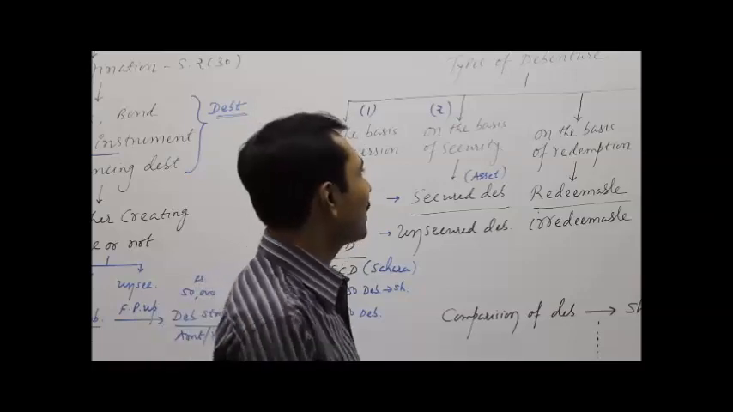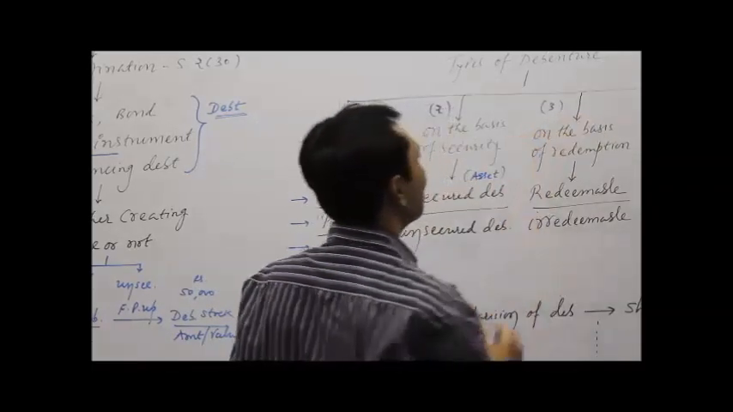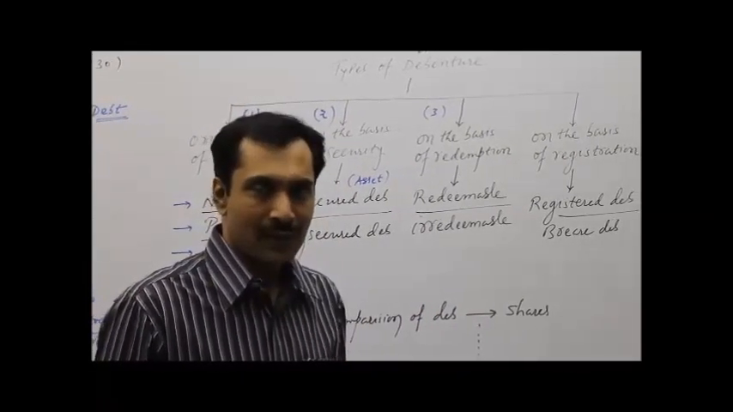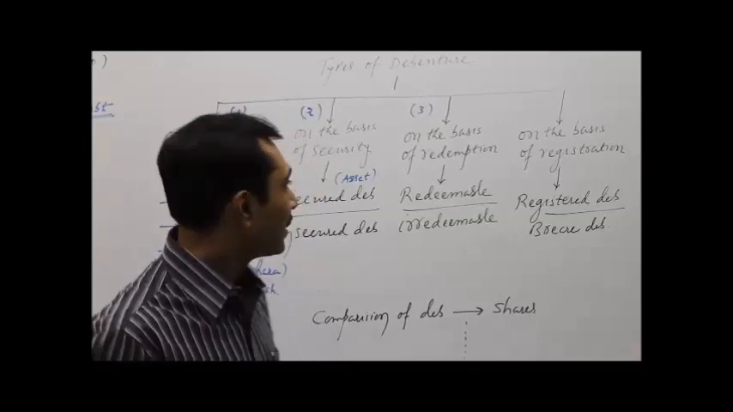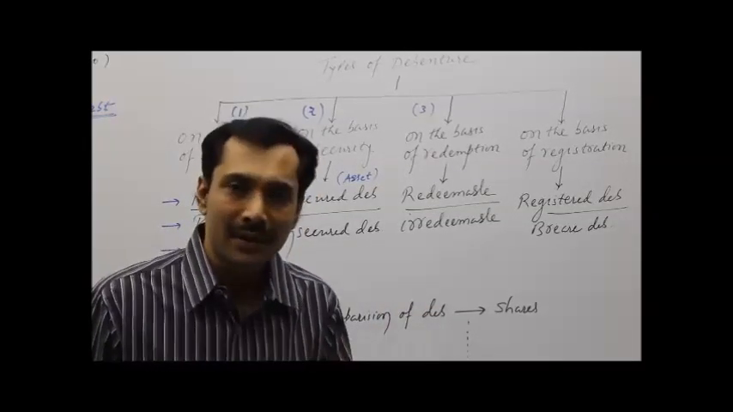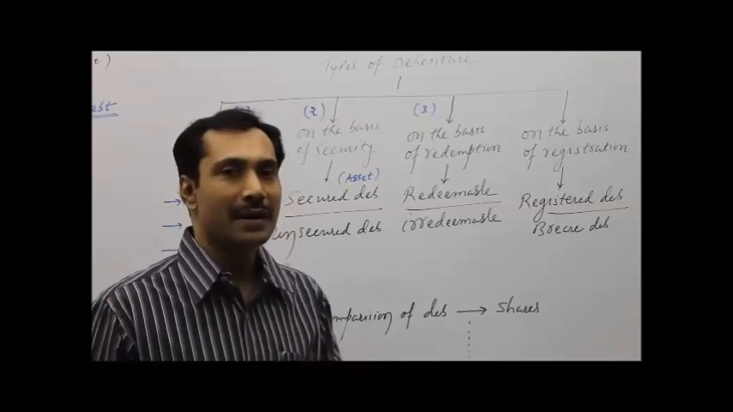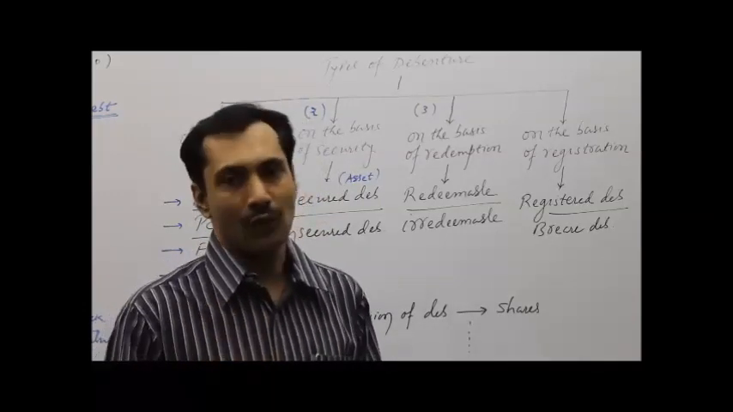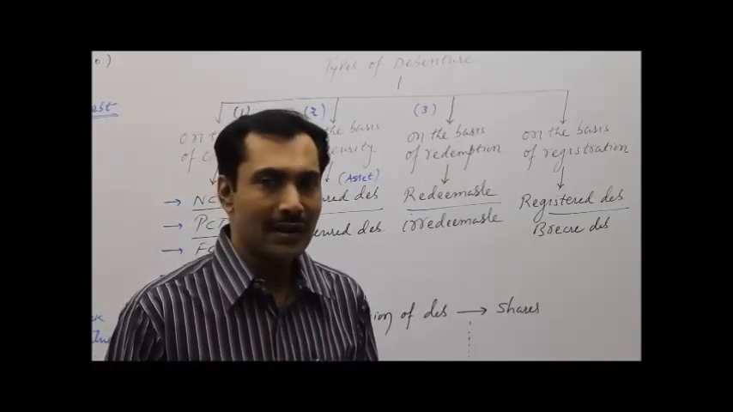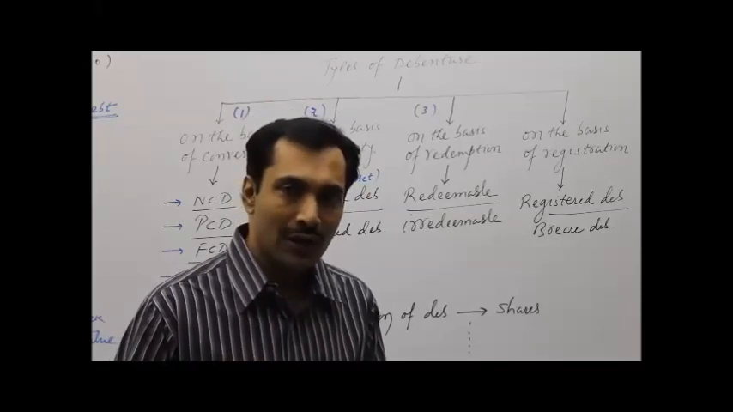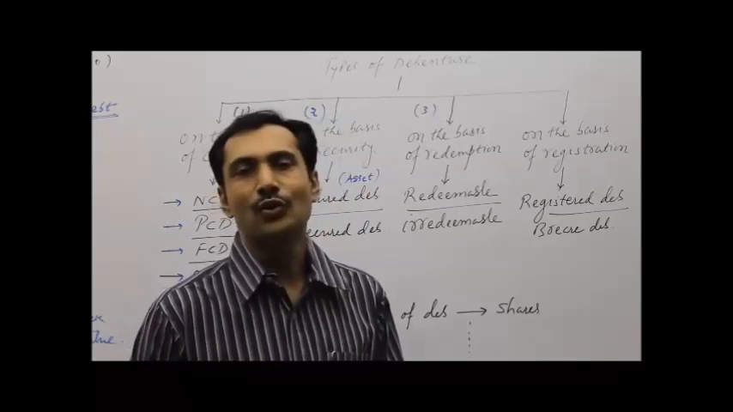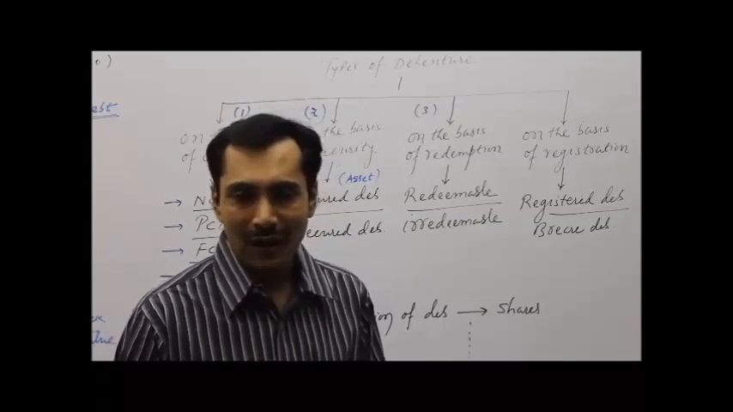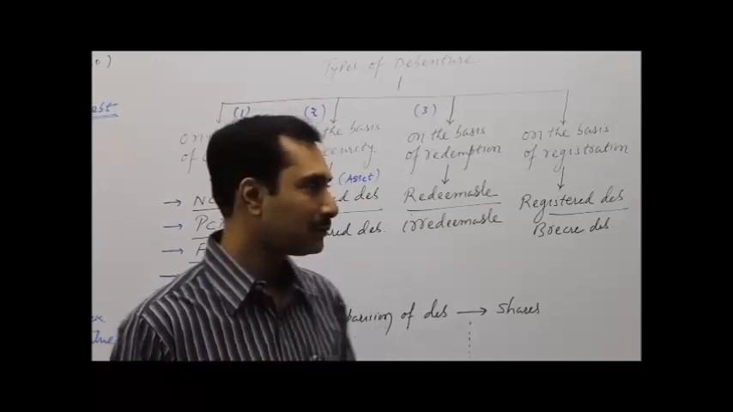The category number 3 classification is the classification of a debenture on the basis of redemption. On the basis of redemption, the debenture can be classified as a redeemable debenture or irredeemable debenture. Redeemable debenture means, redeem means pay back the original amount. So in the case of a redeemable debenture, the original amount will be paid back to the debenture holder, right, on the happening of some event or after the expiry of a fixed period.